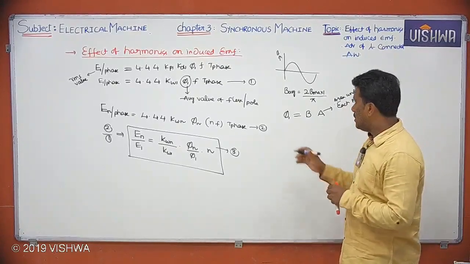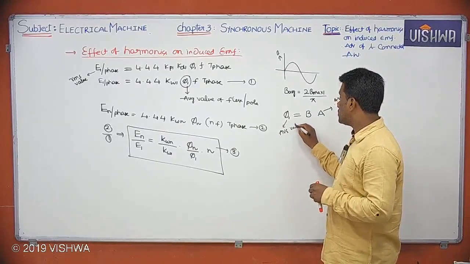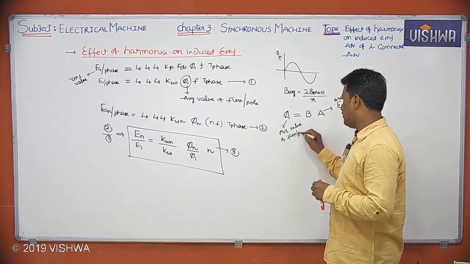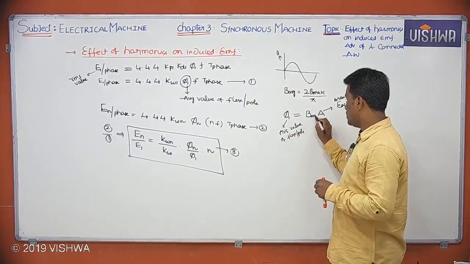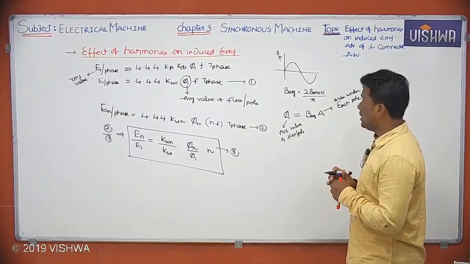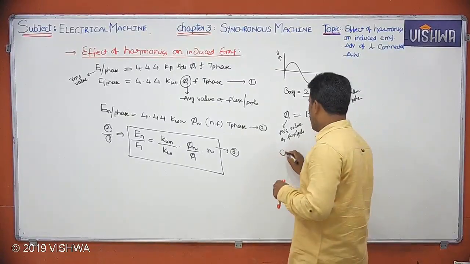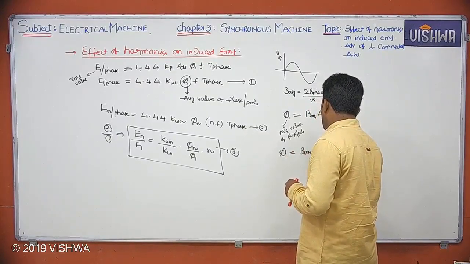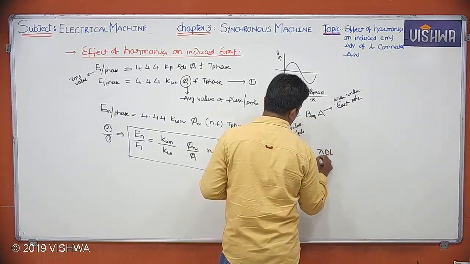Please understand. This one, pi 1 means what? I can say average value of flux per pole. If you want B average, if you want average value, here B average into A. A means what? Area under each pole. So for this formula, if you want me to write B average into area, it means pi dl by pole.